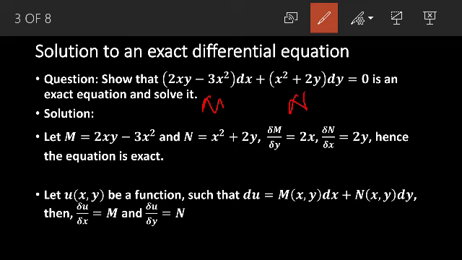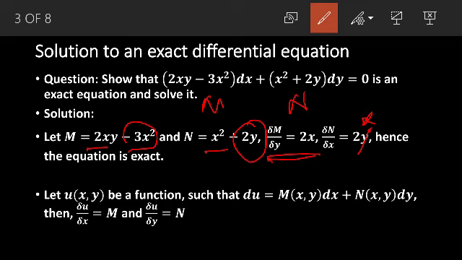So we find the partial derivative of M with respect to y. When you differentiate M with respect to y here, this will be 2x and this will be 0 because it has no y, so the derivative of a constant is 0. The same, the partial derivative of N with respect to x: if we differentiate x^2 here, it gives us 2x, and differentiating 2y with respect to x is 0. So you can see that the partial derivative of M with respect to y is equal to the partial derivative of N with respect to x, which is 2x.